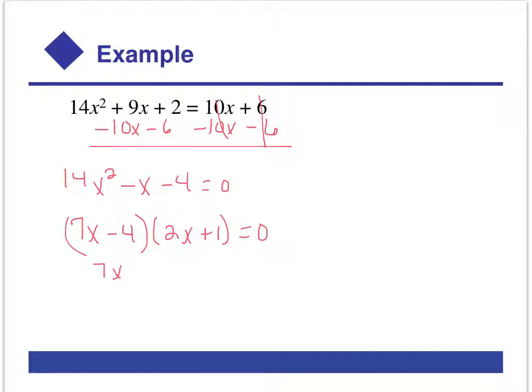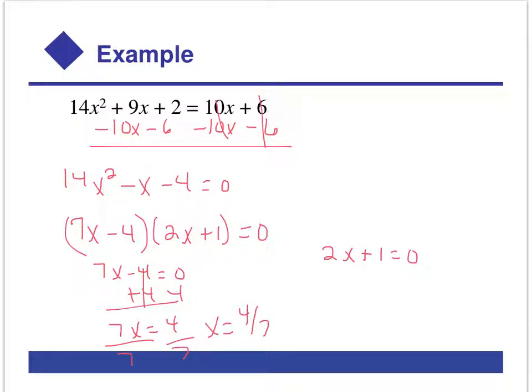Set each term equal to 0. And then you solve for x. So we're going to add 4. So I get 7x equals 4. Divide by 7, so x equals 4/7. Subtract 1. So we get 2x equals negative 1. Divide by 2, so x equals negative 1/2. And those are your final answers. I hope you learned a lot from this chapter.